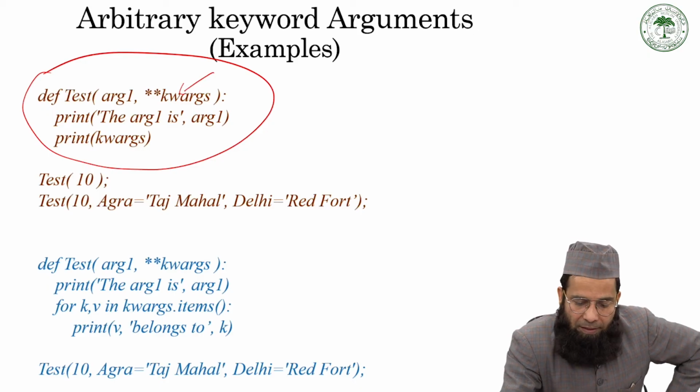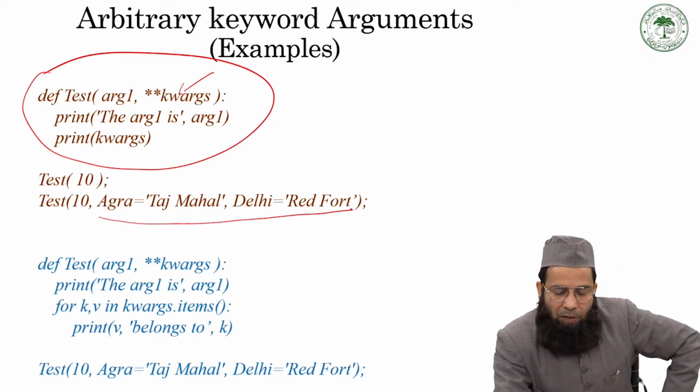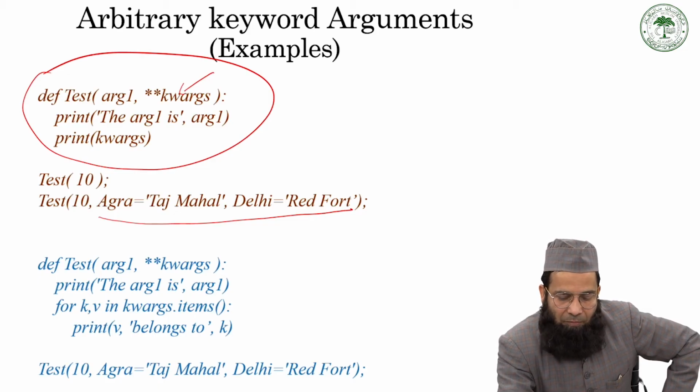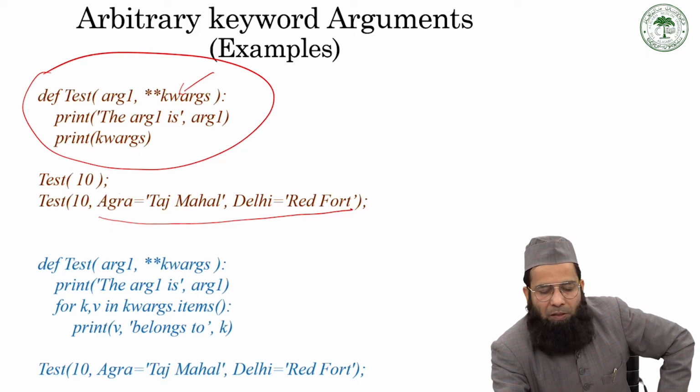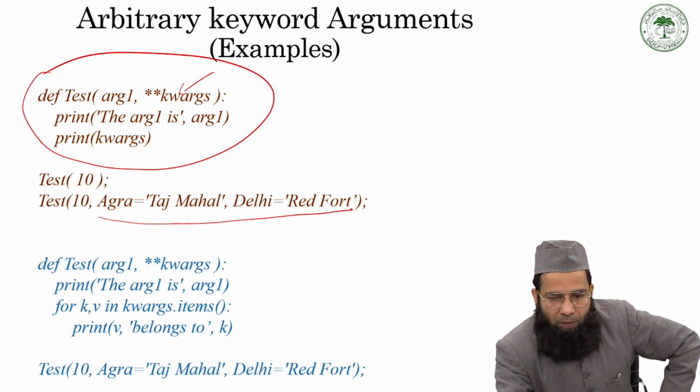And here in this case, one thing to be noted: if you are using arbitrary keyword arguments, it means you need to pass the value using the keyword, right? Like in this case, you are passing the value in the form of key-value pairs, like Agra is equal to Taj Mahal and Delhi is equal to Red Fort. So what will the keyword argument do? It will store this in the form of a dictionary using key-value pairs, right?